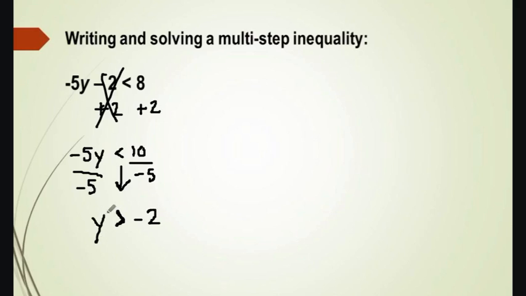So here we go. We wrote out and solved this multi-step inequality. First, we used the inverse operation by adding, and then we used the inverse operation by dividing. But since we divided by a negative value, our inequality symbol changed directions. So our solution is y is greater than negative 2.